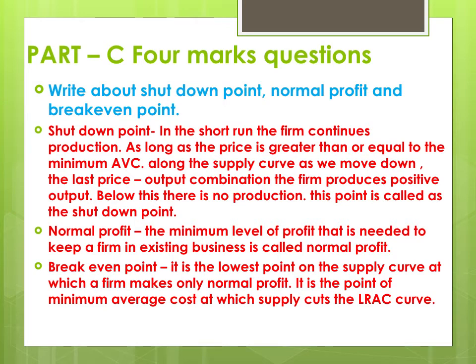Normal profit: the minimum level of profit that is needed to keep a firm in existing business is called normal profit. Break-even point is the lowest point on the supply curve of a firm which makes only normal profit. It is the point of minimum average cost at which supply cuts the LRAC curve, or long run average cost curve.